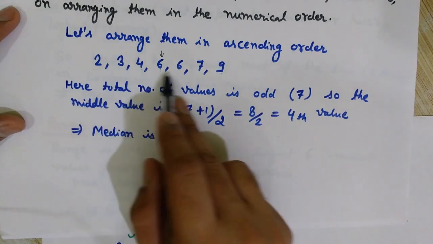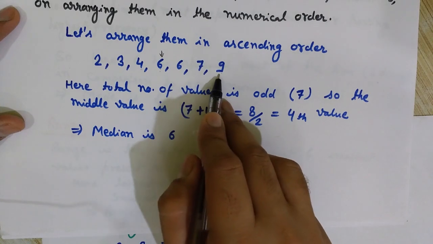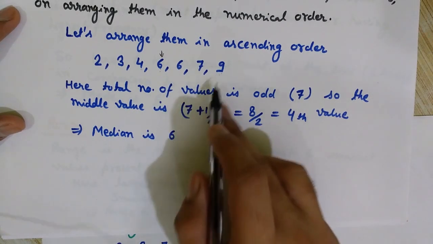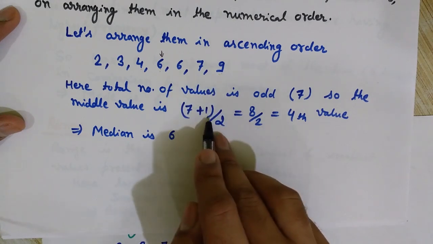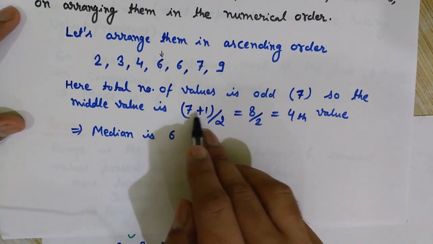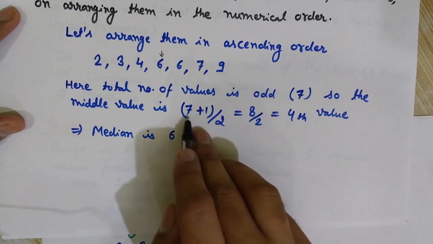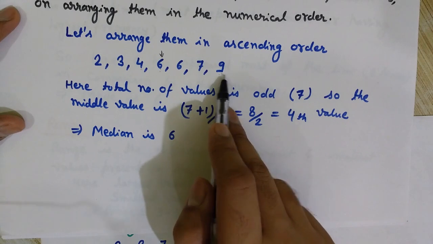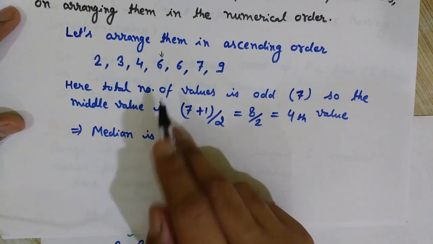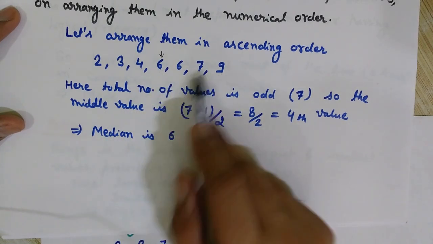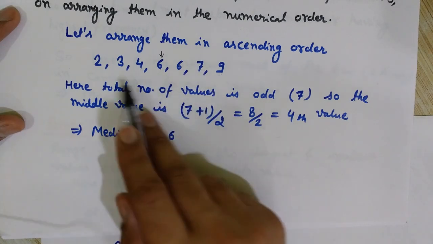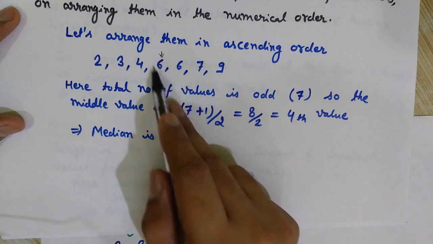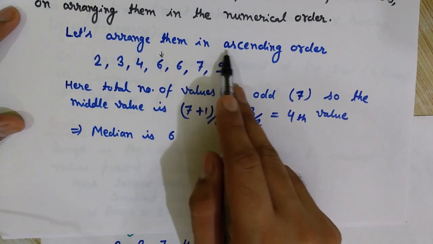Observe that here we have 7 numbers, and 7 is an odd number. If we have an odd count of numbers, we can calculate the middle position by that number plus 1 divided by 2. So 7 plus 1 by 2 is 8, giving the fourth term. What if we have an even number of values? In that case, we will not get a single middle value, so for that you need to see the next example. But for this example, the median is 6 because it is the middle value when arranged in numerical order.